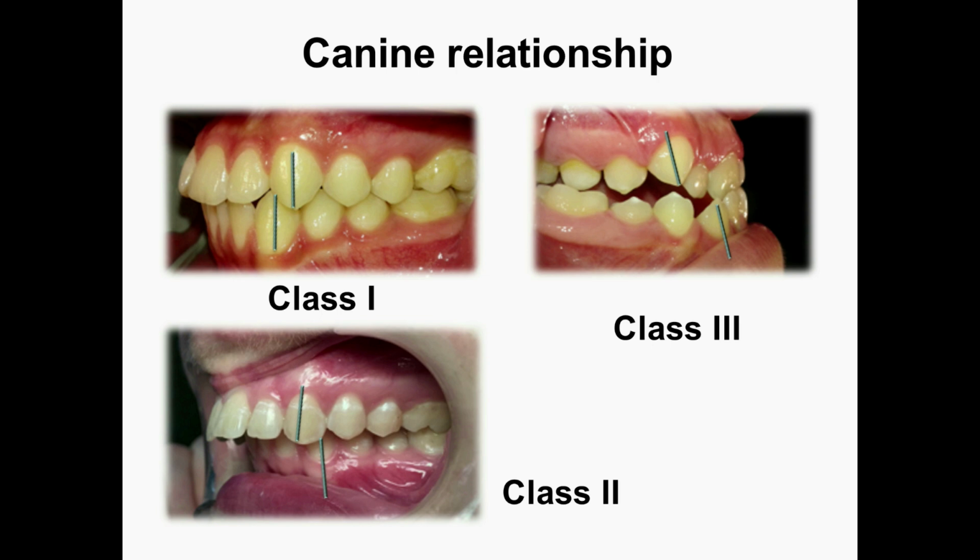Class 3: the distal surface of the lower canine lies anterior to the mesial surface of the upper canine by the width of a premolar. If it is less than the width of a premolar, it is given the term tendency towards class 3.